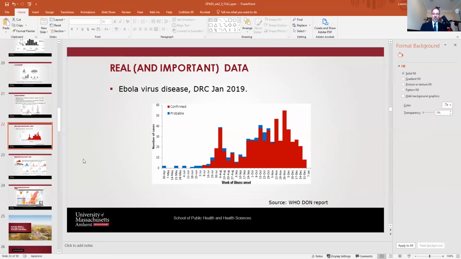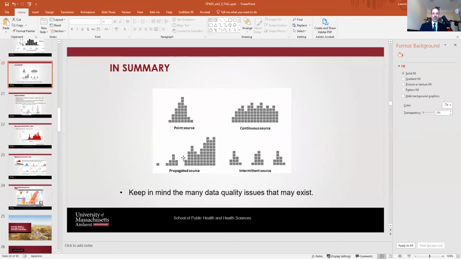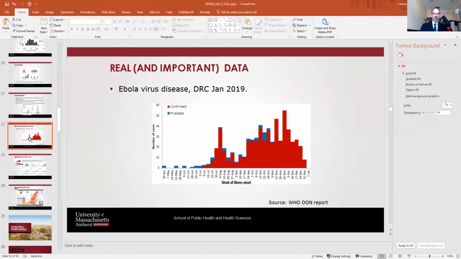I would say propagated source. That's what it looks like to me. Propagated source transmission. Look at this. We have an outbreak here, and these increasing cycles of cases out here. That's exactly what we see in this case as well. This is real data.